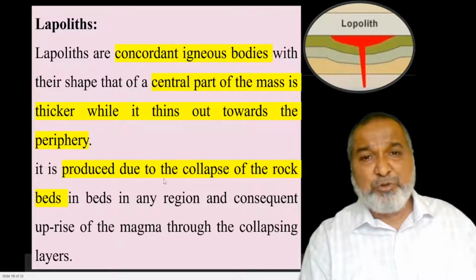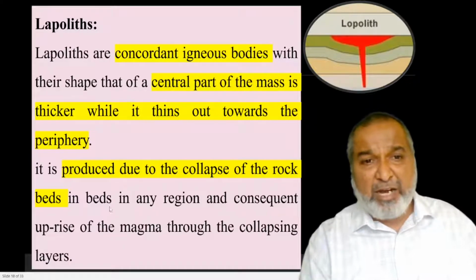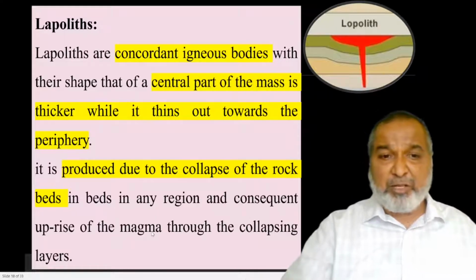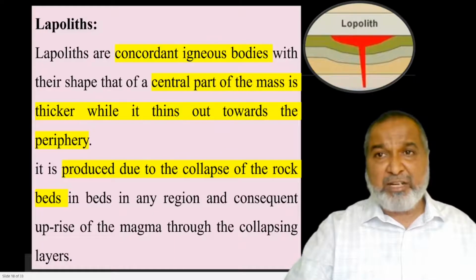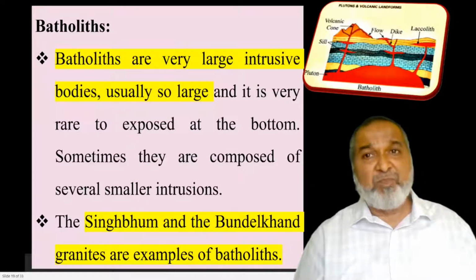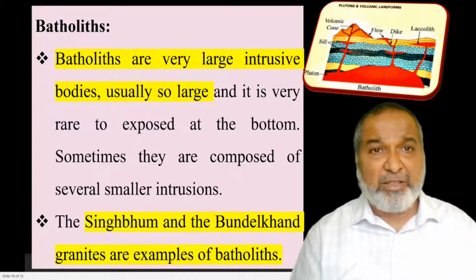It is produced due to the collapse of the rock bed in any region and the consequent uprise of the magma through the collapsing layer. That is the lopolith. Next one, a very important one, the batholith.